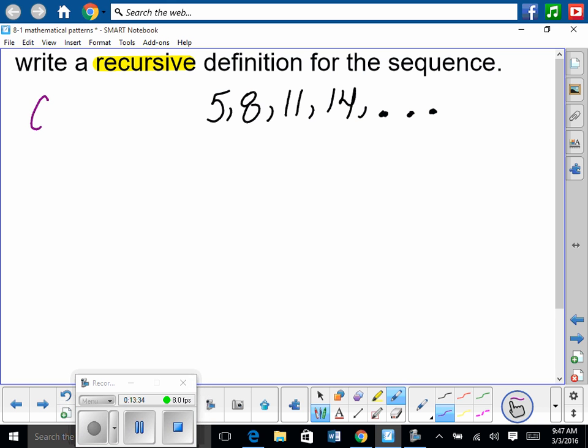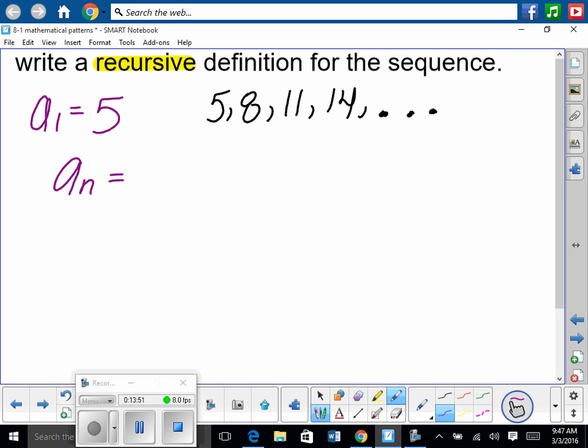Okay, so you'd say a sub 1, our first term is 5. That was the first condition for writing a recursive definition. Now we're going to find a sub n. We're going to write a formula in terms of a previous term. So let's look. What's happening from one term to the next?